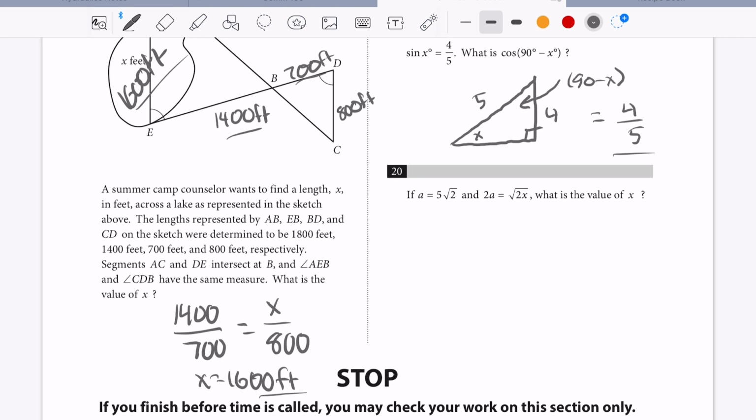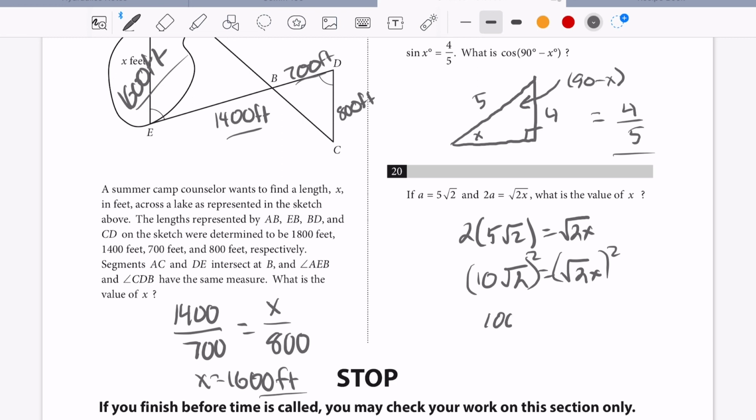And last problem, okay. If a equals 5 root 2 and 2a equals square root of 2x, what is the value of x? Okay, let's go ahead and substitute in a. Multiplying that 2 in there, we get 10 square root 2 is equal to the square root of 2x. Let's square both sides. We're going to get 100 times 2 is equal to 2x. Those 2's will go away, and x is going to be 100.